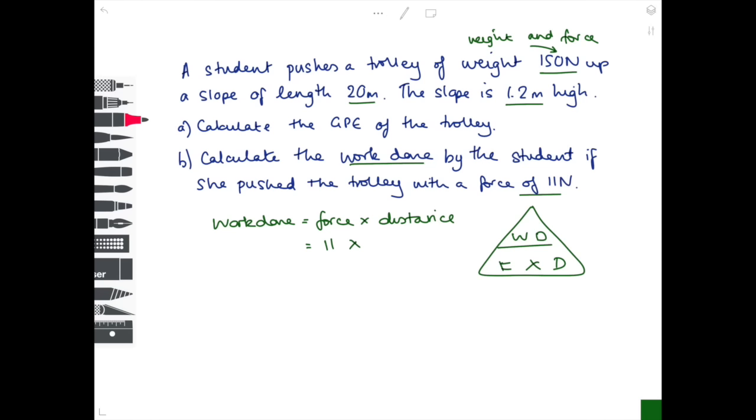The distance, look higher up in the question, she pushed it up a slope of length 20 meters. So that's why we substitute in 20 here. Pop it into the calculator and you know that it is 220. Work done, remember, has the same units as energy, which is why I'm putting 220 joules.